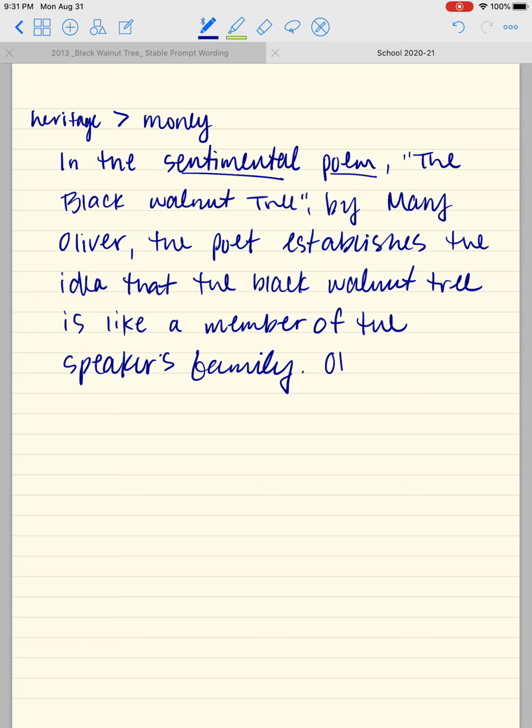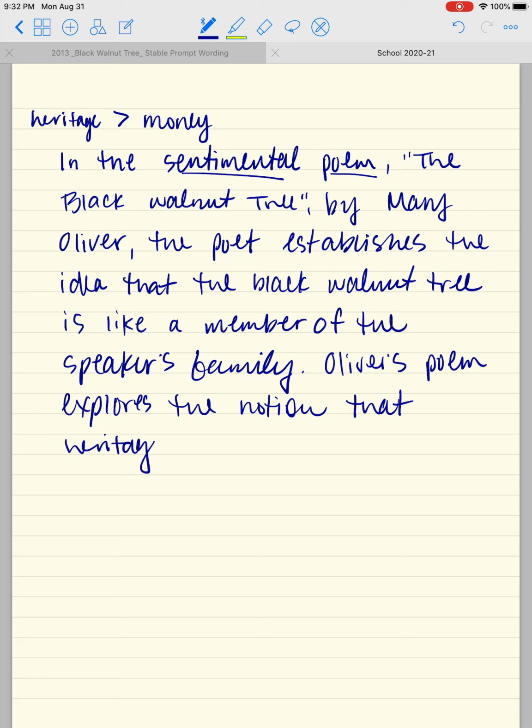So I'm going to add another sentence. I'm going to say, Oliver's poem explores the notion that heritage is more important than money. But it's not enough to just say that. I think I need to add a little bit more of a qualifier. So I'm going to say, she explores the notion that heritage is more important than money.